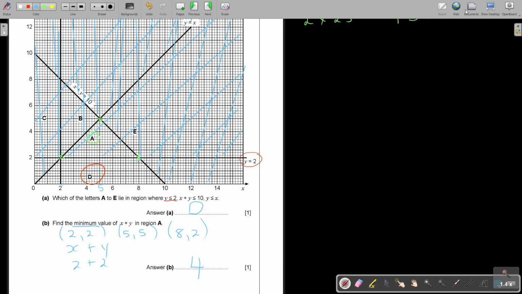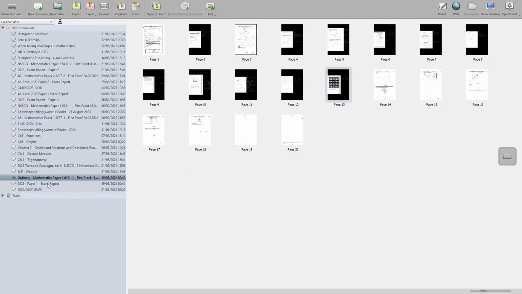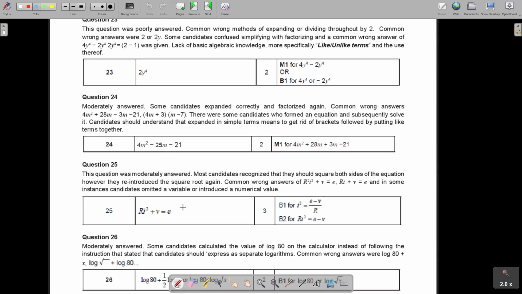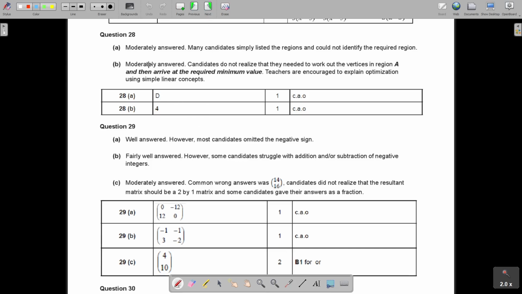Let's go to the examination report. Okay, so if I look at the examination report, so this is question number 28, so it's on the next page. It's moderately answered. Many simply listed the regions and could not identify the required region. Okay, so it was D, and it was moderately answered in B. Candidates do not realize that they need to work out the vertices in the regions, where the extreme values are, and then arrive at the required minimum value. Teachers are encouraged to explain optimization using simple linear concepts.